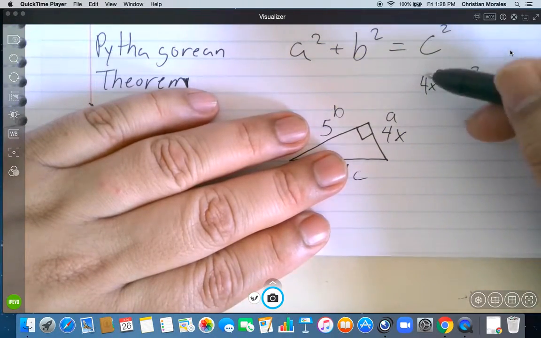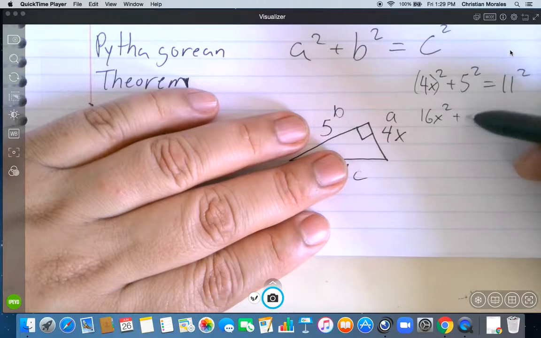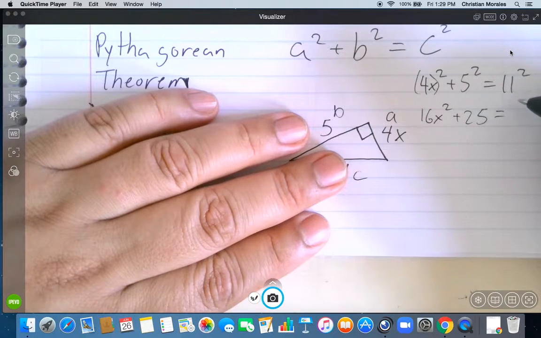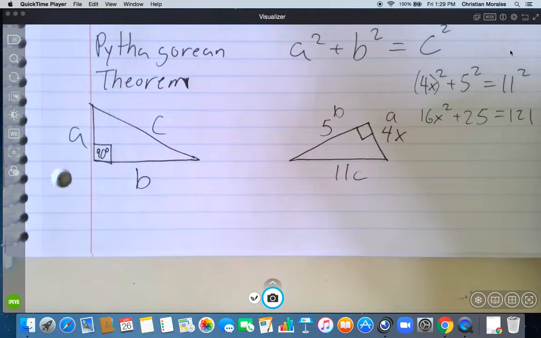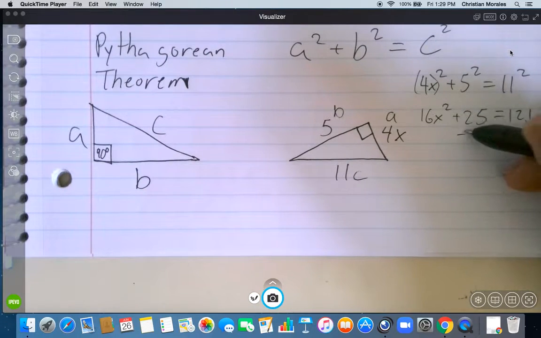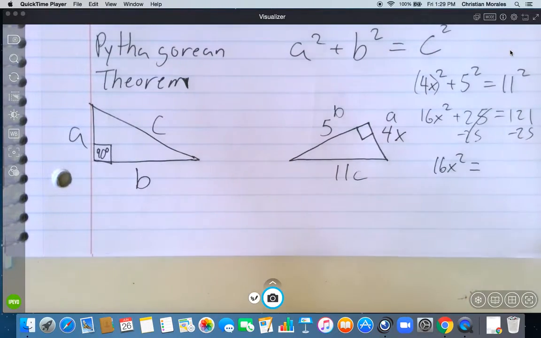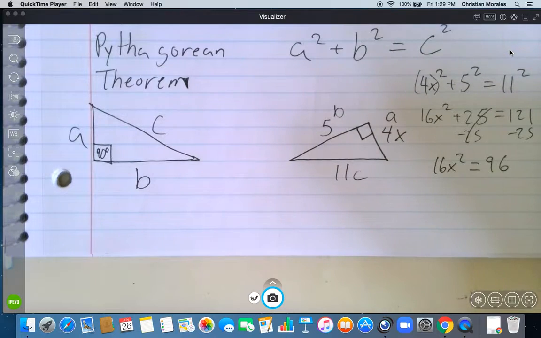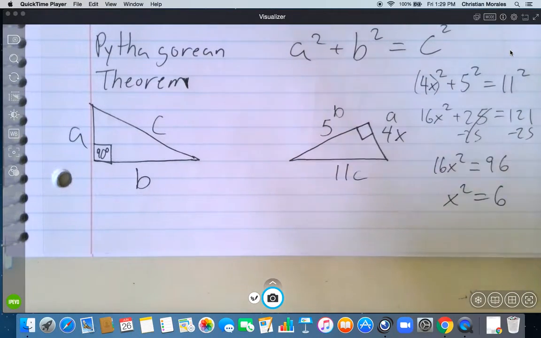You square 4x: 4x times 4x is 16x squared. 5 times 5 is 25. And 11 times 11 is 121. Okay, we're going to subtract 25 from both sides. You'd get 16x squared equals, let me use my calculator real quick just so I make sure I don't get this wrong. That is, wow, 96. Okay. We're going to divide 96 by 16. We get x squared equals 6.